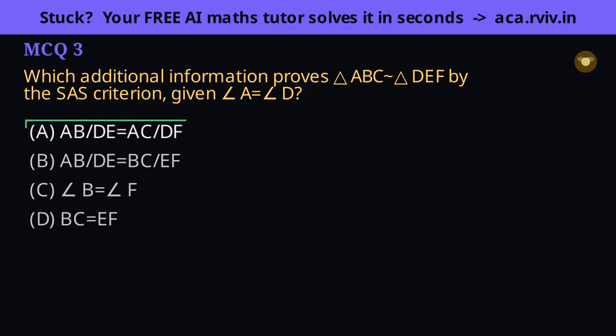Now the traps. Option 2 uses BC and EF, but BC is opposite angle A, not around it, so the angle wouldn't be included. That's the classic SAS mistake. Option 3 adds another angle, which would give AA, not SAS. Option 4 gives one equal side, nowhere near enough. Only option 1 keeps the angle wedged between its two sides.